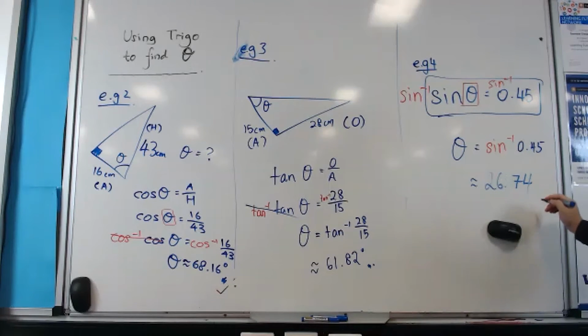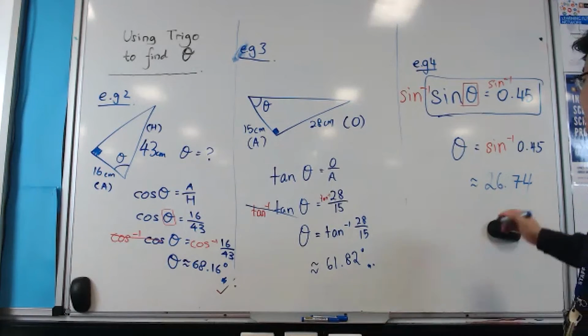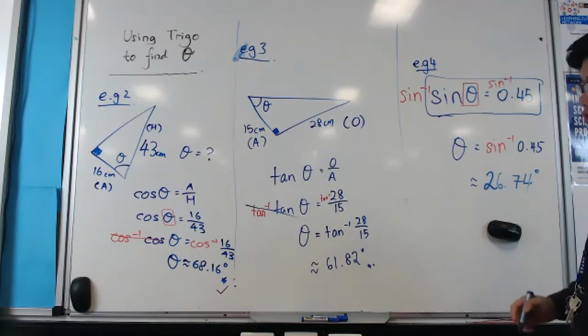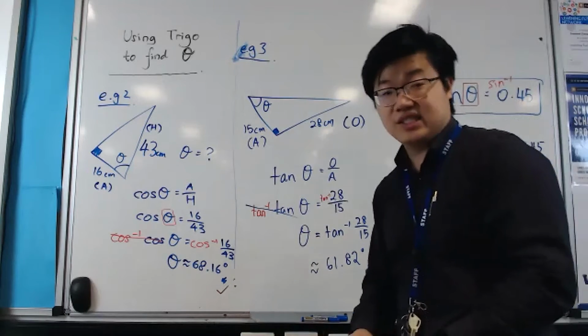26.74. What's the unit? Degrees? Degrees. Exactly. So your theta is 26.74 degrees.